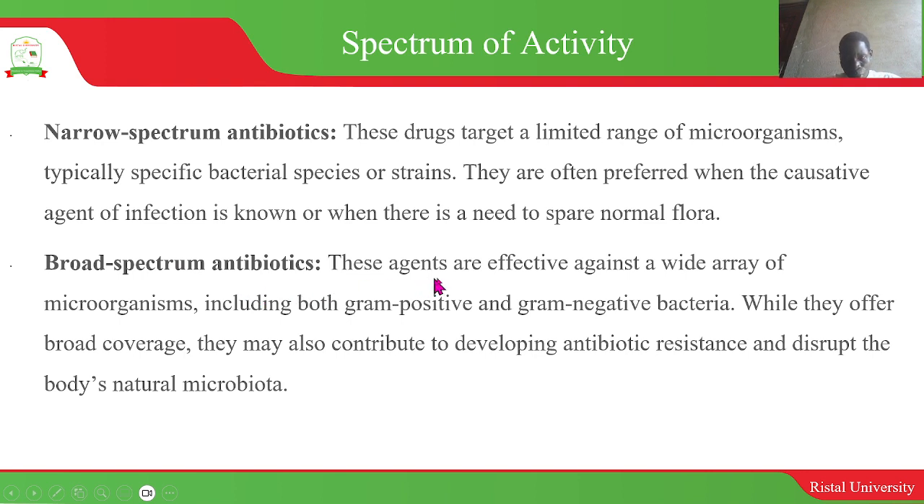The broad spectrum antibiotics are effective against a wide range of microorganisms, including both gram-positive and gram-negative bacteria. So what you need to know about broad spectrum is that it kills both gram-positive and gram-negative bacteria. While they offer a broad coverage, they may also contribute to developing antibiotic resistance. So this is a problem, antibiotic resistance, because we are just treating blind, and it might also disrupt the body's natural microbiota. Once the natural microbiota, which is the normal bacteria that reside with us in the gut, is disrupted, it also causes infections.